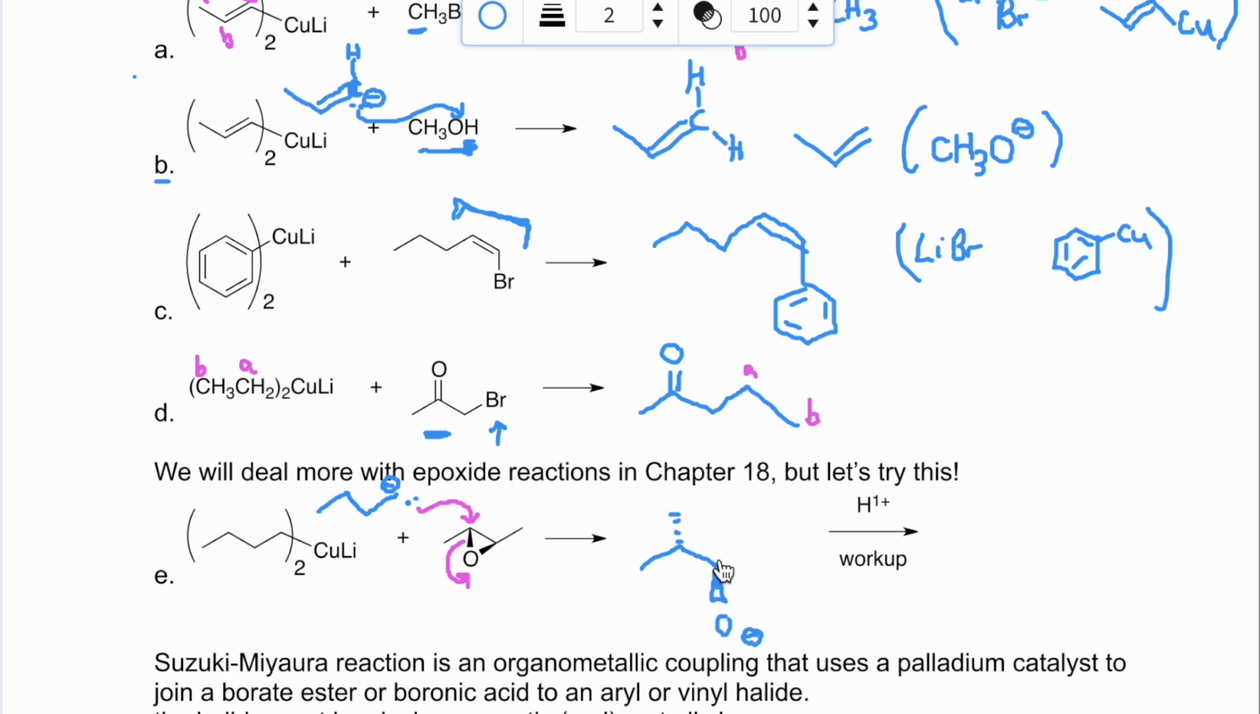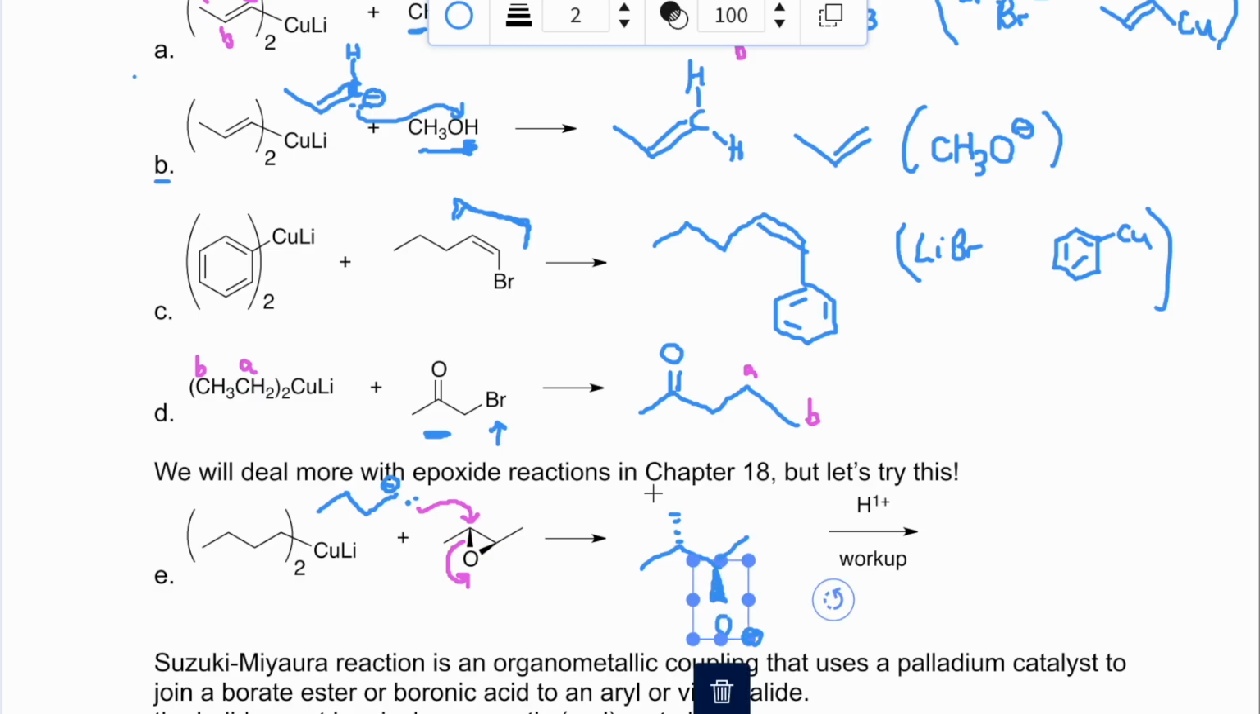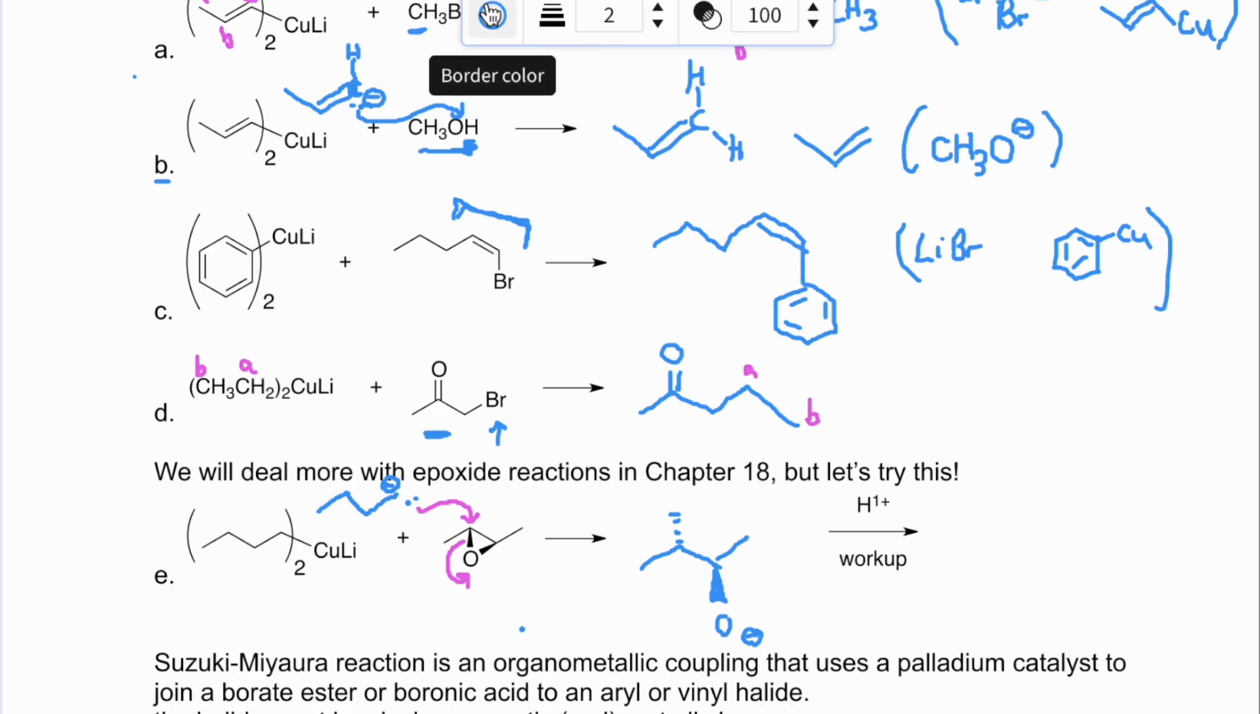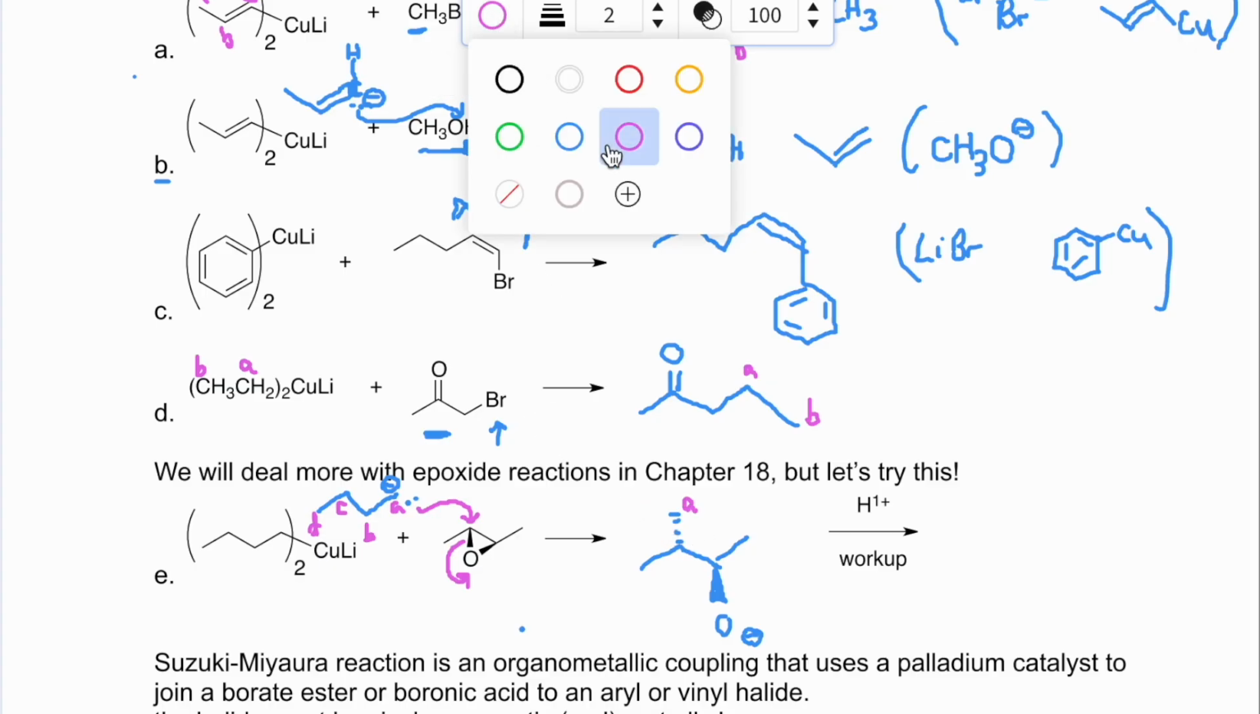Now this oxygen has a negative charge on it. So this one over here, this carbon was already in the molecule. If we look at this as 1, 2, 3, 4, or maybe I'll label it A, B, C, D. So this is carbon A that just attacked this carbon that was part of the epoxide. So we also need B, C, and D here.